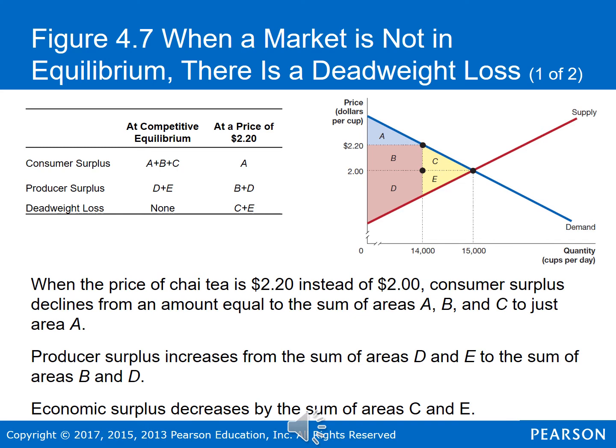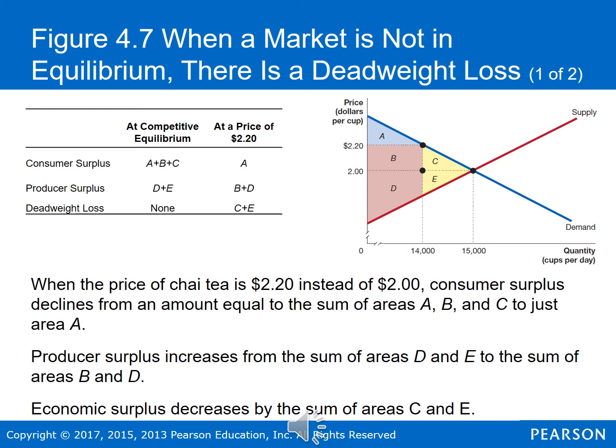So let's see what happens to producer and consumer surplus when the market's not in equilibrium. Using the figure on the right, when the market is in equilibrium, the price is equal to $2, and at that price, the quantity traded is going to be 15,000 cups per day. The consumer surplus is going to be the difference between the demand curve and the price that's being traded, so it'll be areas A, B, and C. And the producer surplus is going to be the difference between the price and the supply curve, so that'll be areas D and E.